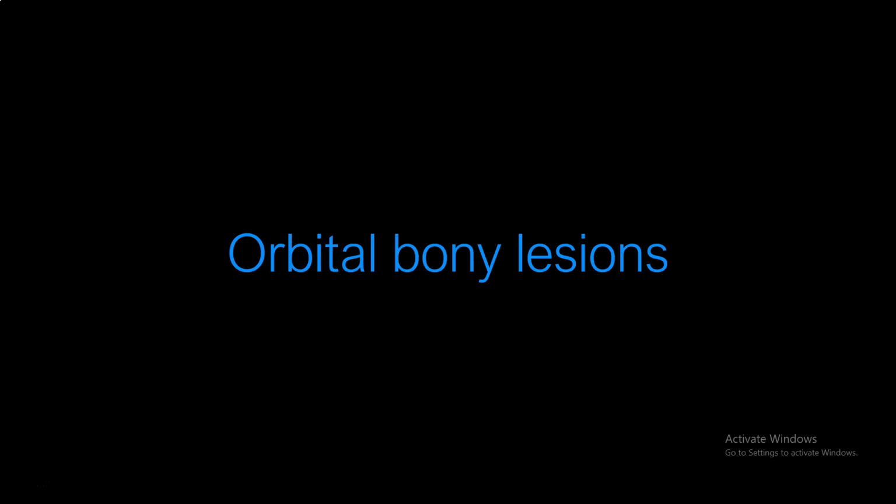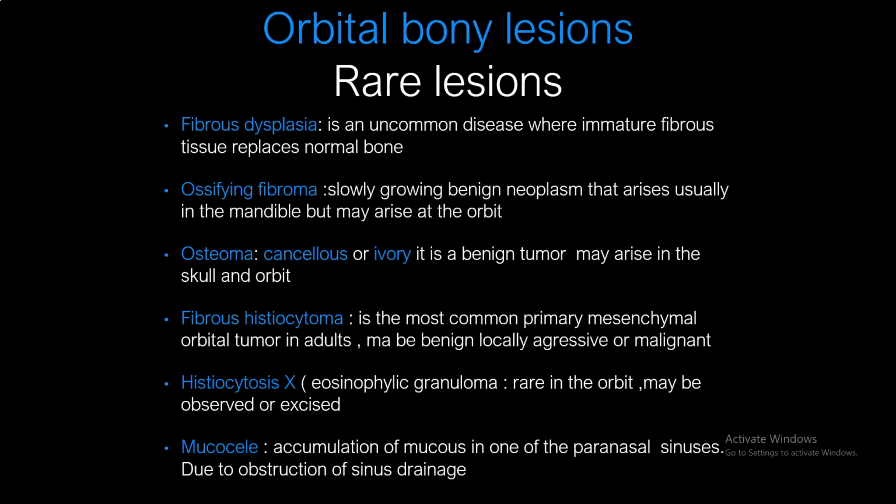Sorry, we talk about the orbital bony lesions, as we said, affecting the orbit: fibrous dysplasia, ossifying fibroma, osteoma, fibrous histiocytoma. This was a mistake. It is actually part of the mesenchymal tumors, but it is closely related to the bone, but it is not actually a bony lesion. And we have the histiocytosis, eosinophilic granuloma, and mucocele.